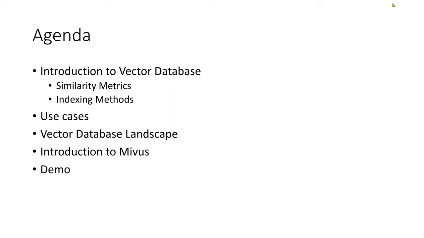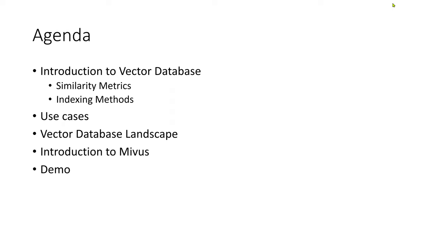Suddenly, maybe 1 or 1.5 years back, vector databases became prominent in all of these unstructured data processing use cases. This is going to be very high level because there is a lot to dive into, but it will give you an idea of what these databases are, what the landscape of different vendors looks like, and also a simple demo with Milvus, one of the open source vector databases.